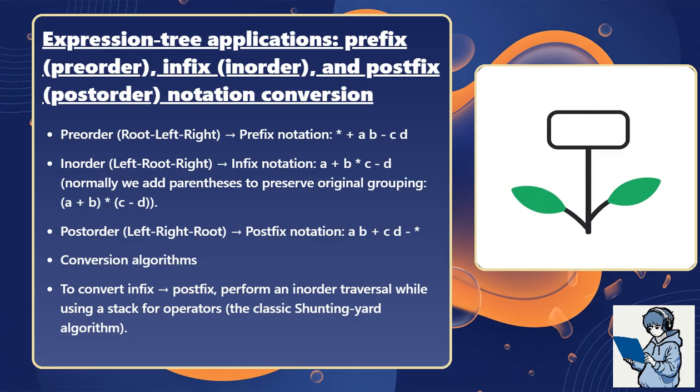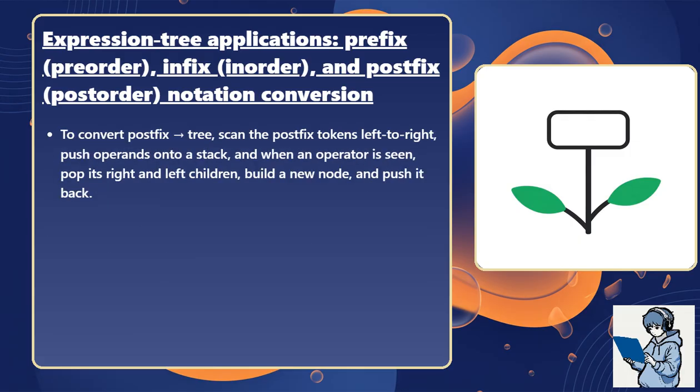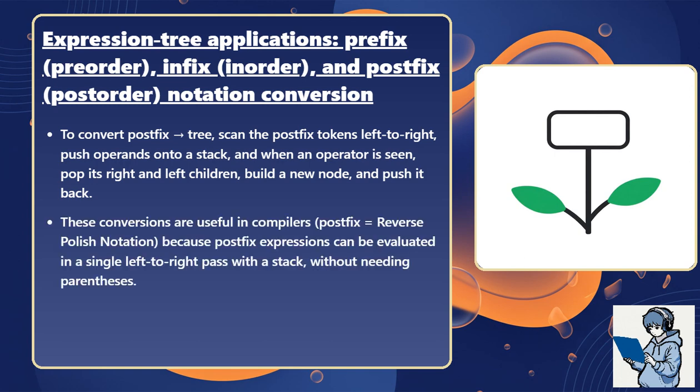To convert postfix to a tree, scan the postfix tokens left to right, push operands onto a stack, and when an operator appears, pop its right and left children, build a new node and push it back onto the stack. These conversions are useful in compilers because postfix, also called reverse Polish notation, can be evaluated in a single left to right pass with a stack and does not require parentheses.